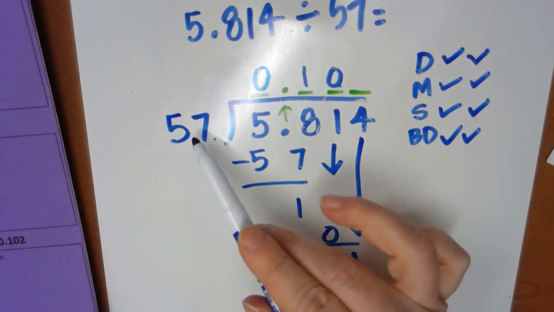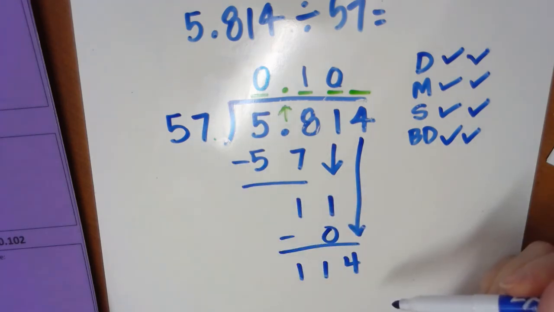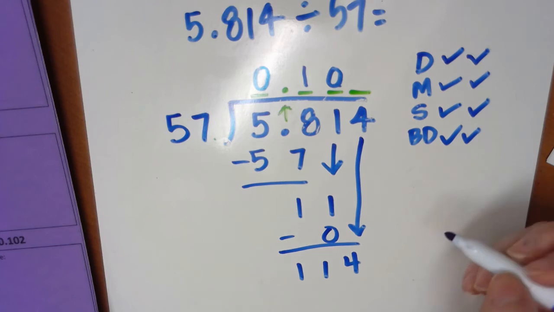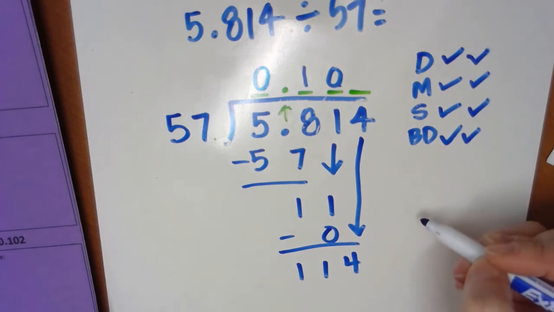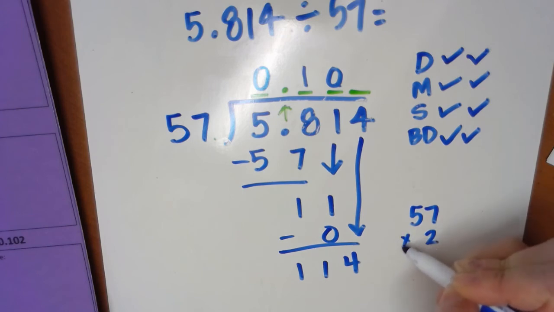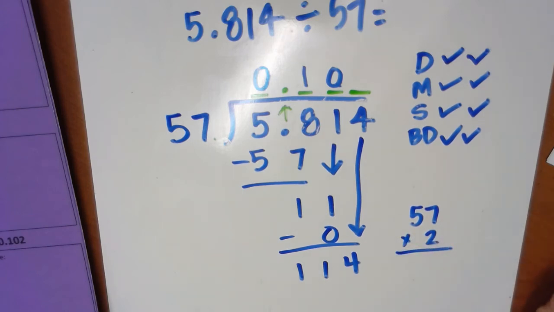Can 57 go into 111? Yes, it can. Now, again, this is not a basic fact that you memorized, so you might have to do a little guess and check. Well, it seems to me that it could go in more than one time. I may not be sure if it could go in 3 or 2, but I'm going to go ahead and start with a guess of 2. The way that I'll figure that out is coming over to the side and doing a little scrap work.